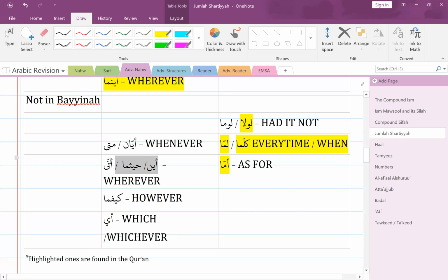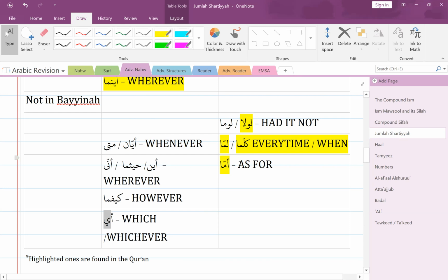Then you have aina, haythuma, anna. All of these mean wherever. And then kayfama, from the word kayfa, and then you add a ma, and it becomes however. And then you have ayu, which means which or whichever. This is also one of those adawat that is very popular. It has so many different usages, just like ma has so many different usages. So these are some of those that are not mentioned in Bayinnah that are jazima, that make the mudari' majzoom.